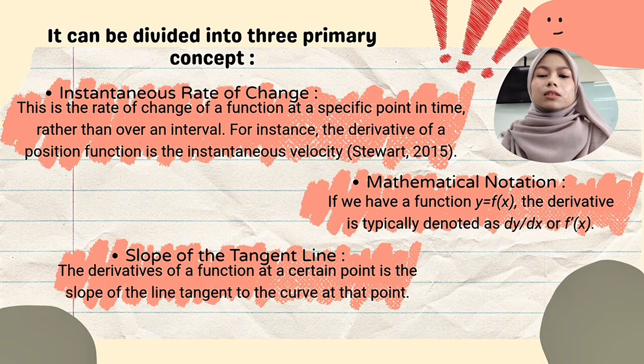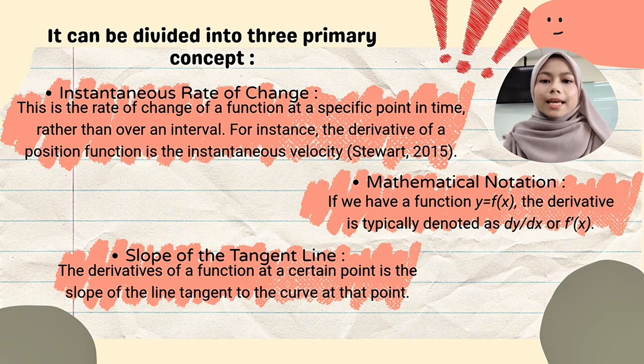Next, the mathematical notation of the derivative. If we have a function written as y equal to f(x), the derivative can be represented as dy/dx or f prime x. Next, the slope of the tangent line. At any point on a curve, the derivative tells us the slope of the tangent line touching the curve. A positive slope means the function is increasing, while a negative slope means it is decreasing.